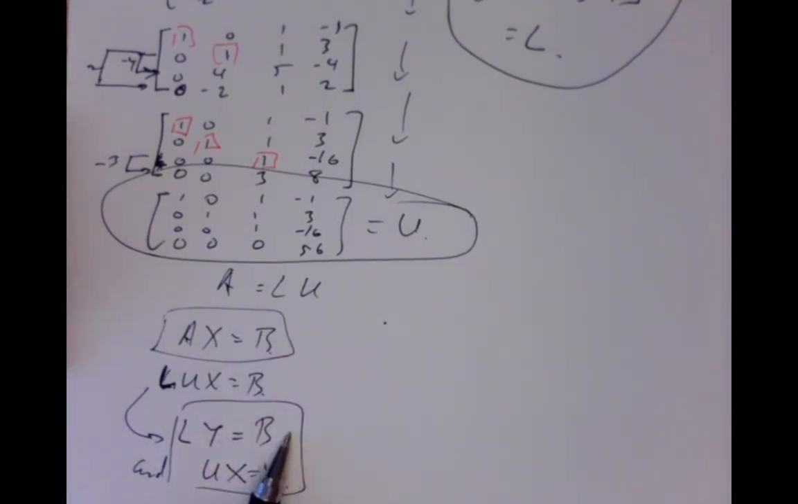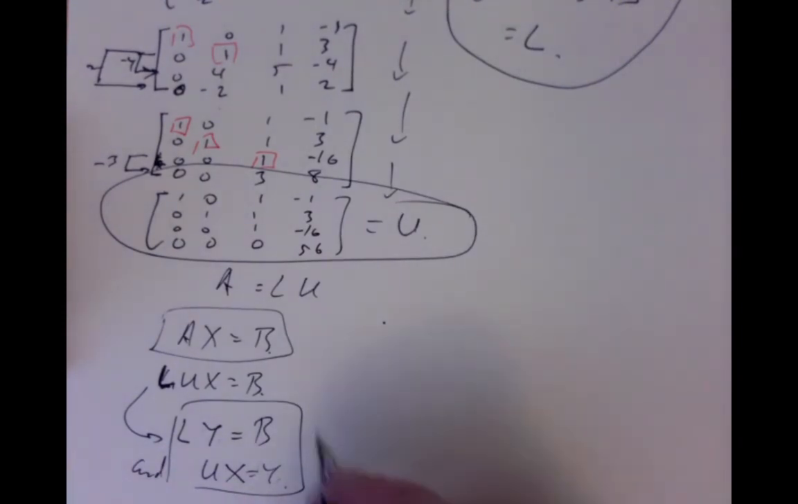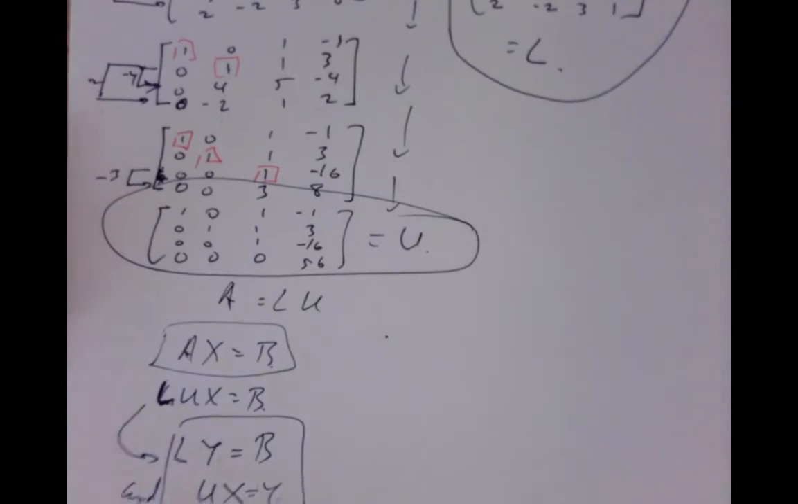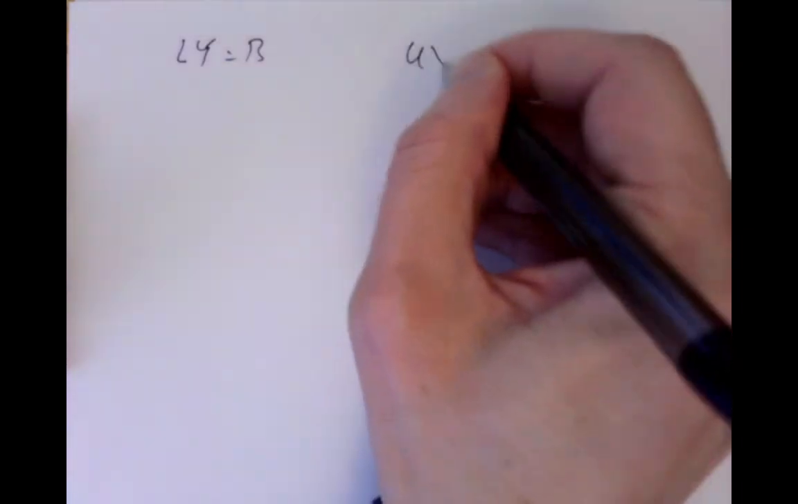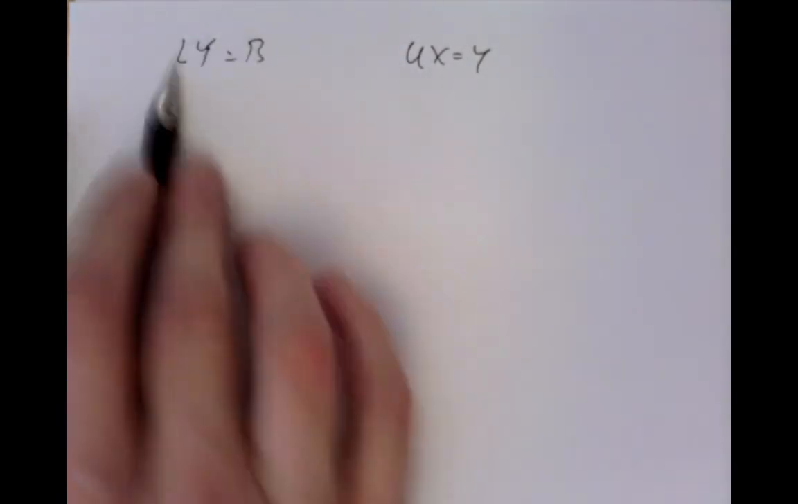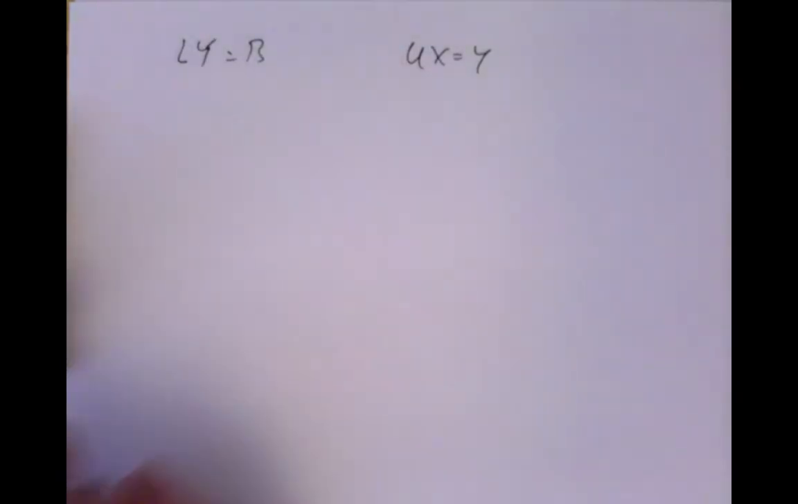But why is it better to have two instead of one? Two equations are somehow better than one, because this is lower and this is upper. And so it turns out to be much faster to solve them. You can solve these very, very quickly because you have a much simpler structure. Let's see why. Let's spell out those equations completely. We want to solve LY equals B, and we also want to solve UX equals Y. We'll have to do this one first because we don't know what Y is. Then we'll plug the Y in here and do this one.